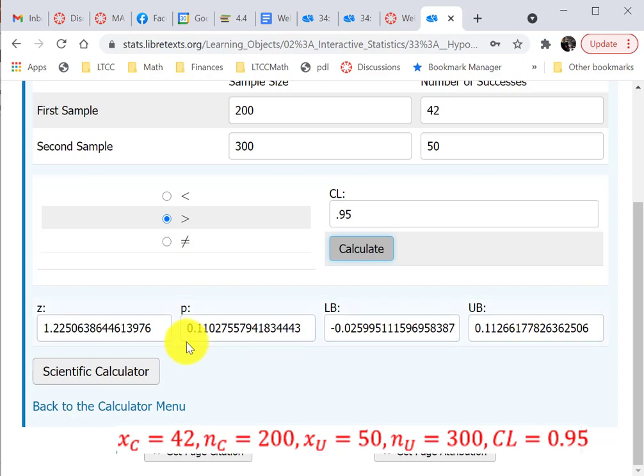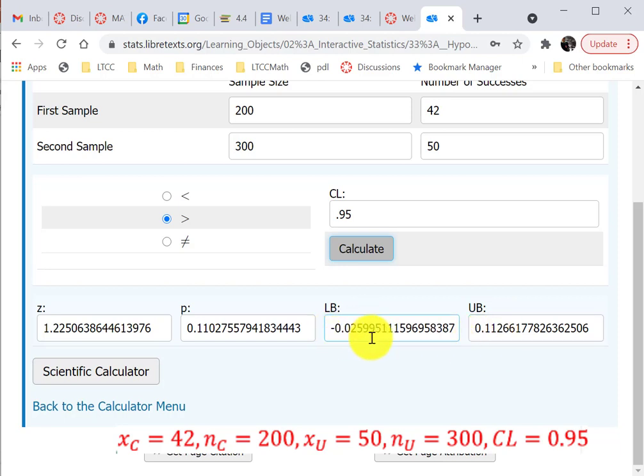0.11 is high, and in fact, it's higher than the level of significance of 5% or 0.05. Remember, when the p-value is large, you fail to reject the null hypothesis, and there is insufficient evidence, or statistically insignificant evidence. No different than what we had for one sample in terms of understanding the p-value. The lower bound for the confidence level is negative 0.03 or so, or 0.026. And the upper bound is about 0.11.